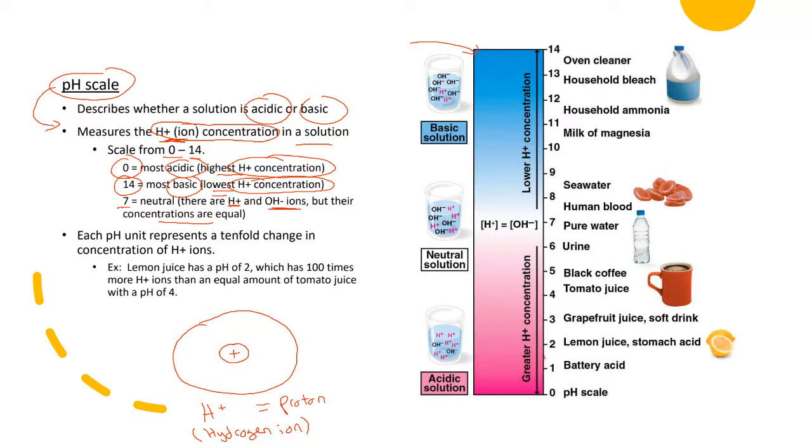Each pH unit represents a tenfold change in the concentration of hydrogen ions. Let me explain this pH scale here. Something that is very, very acidic is going to have a pH of 0. Make sure you understand this, because this could get a little confusing. The lower the pH, the more acidic.